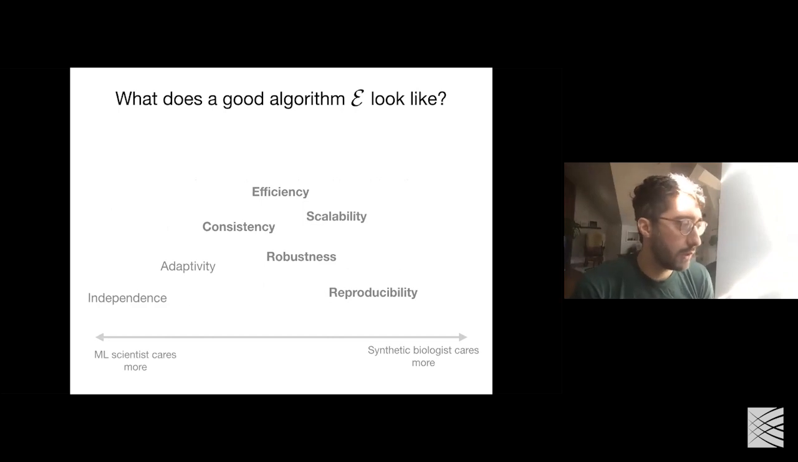And roughly speaking, this is my experience, obviously you can disagree, of how much people care about these different qualities of an algorithm. And it's relative. I've tried to say, worry mostly about what the synthetic biologists think rather than what the ML scientist thinks. It's the ratio between them, rather than whether the ML scientists also care about reproducibility. It's not that they don't care about it.